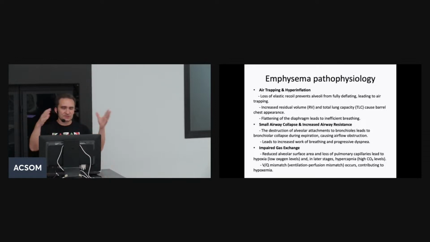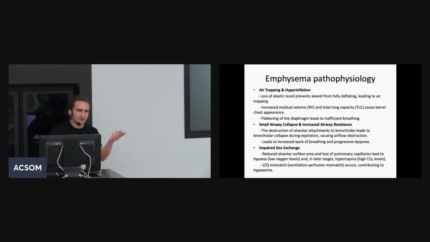At the gross level, when you put all the small alveoli together, this will increase the residual volume and total lung capacity, and then in advanced cases will cause the barrel chest appearance. The same process will push the diaphragm down because the volume will go up, and then you'll see the flattened diaphragm. Again, this will be in advanced cases, while mild COPD will have a normal chest X-ray and minimal symptoms. It causes small airway collapse and increased airway resistance.